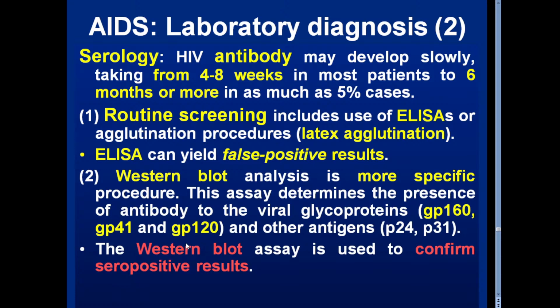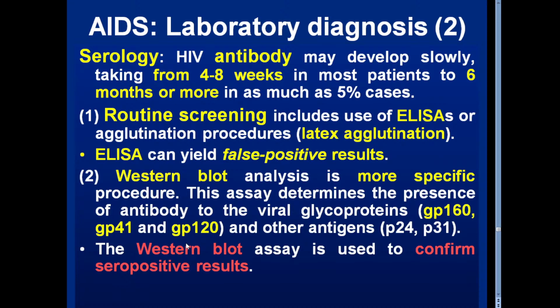But ELISA can give false positive results. Then, for a confirmed diagnosis, it is obligatory to repeat the diagnosis with PCR or with Western blot analysis. Western blot analysis is a more specific procedure because it gives the ability to determine antibodies against different antigens.